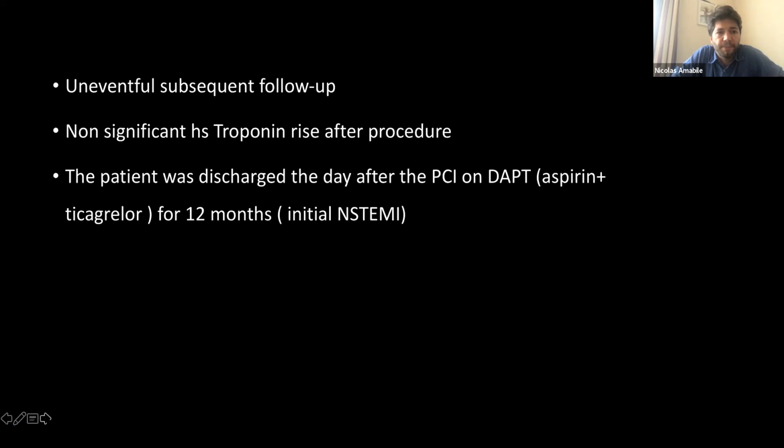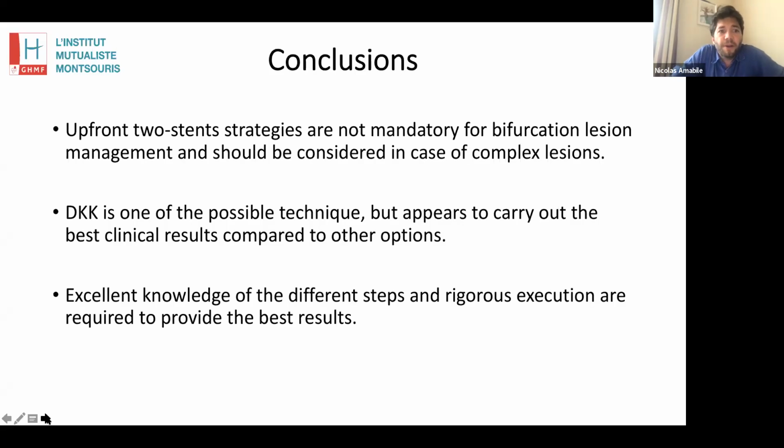So in conclusion, an upfront two-stent strategy is not mandatory for bifurcation lesion management, but should be considered in case of complex lesions. And DK crush is one of the possible techniques, not the only one, but it appears to carry the best clinical results compared to the other options. However, an excellent knowledge of the different steps and a very rigorous execution of the technique are required to provide the best results. Thank you for your attention.